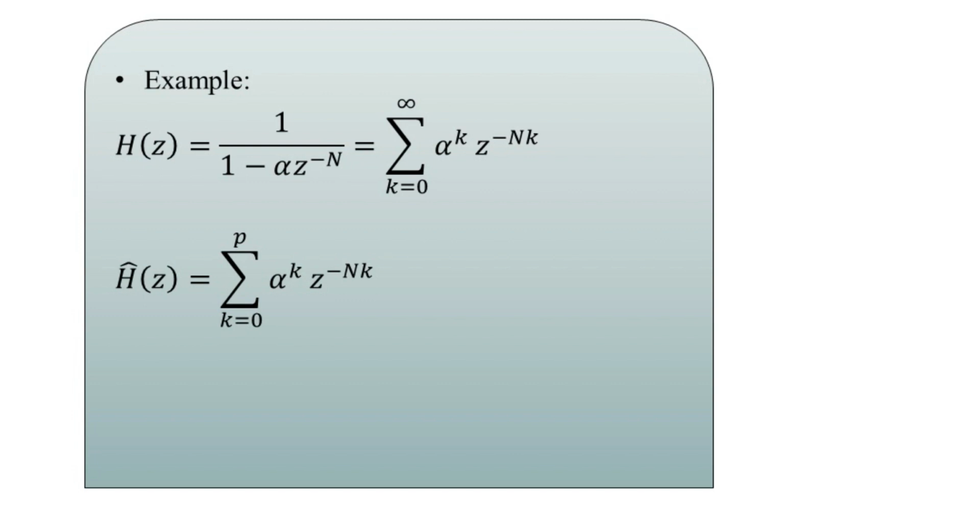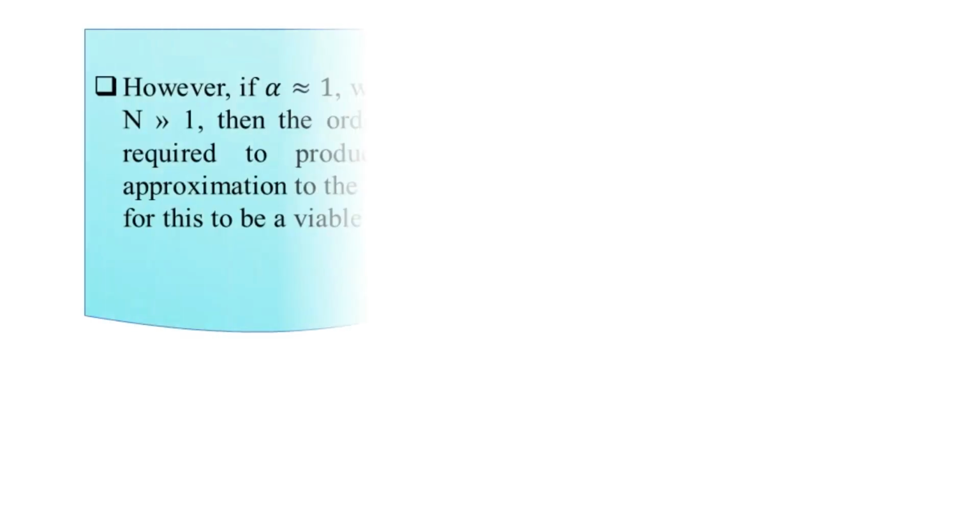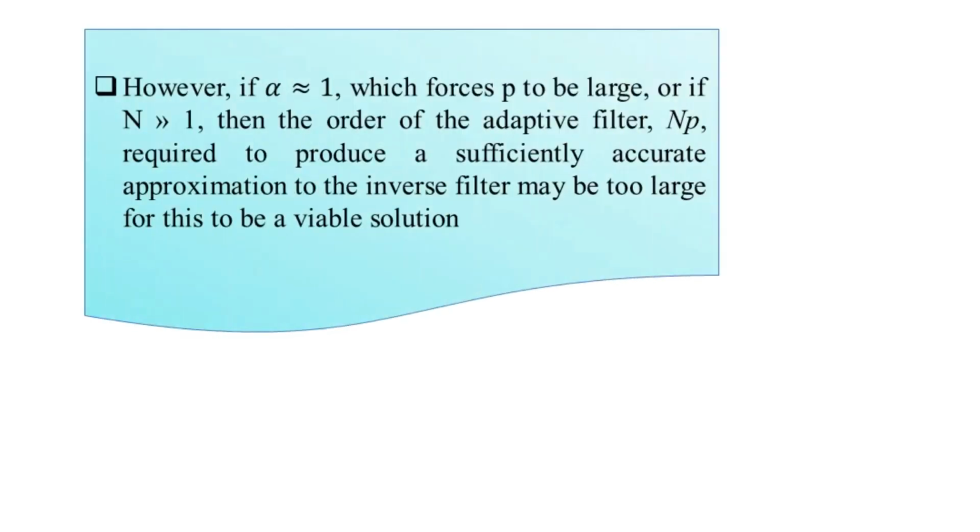So we have the consideration of the adaptive non-recursive echo canceller here. The form can be denoted by d-cap of n, which is equal to the summation k from 0 to N times p of b suffix n of k times x of n minus k. However, if alpha is very near to 1, which forces small p to be large, or if capital N is very large compared to 1, then the order of the adaptive filter, denoted by N times p, required to produce a sufficiently accurate approximation to the inverse filter may be very large for this to be a viable solution.